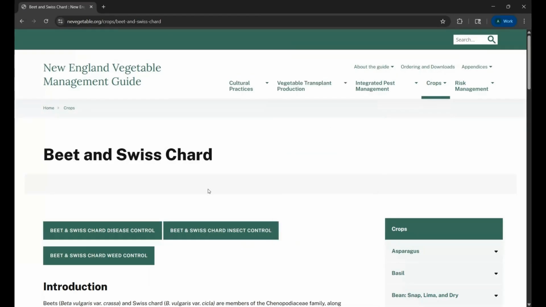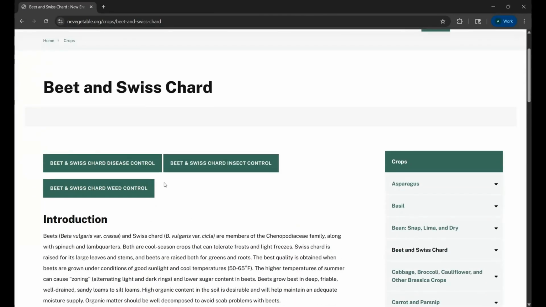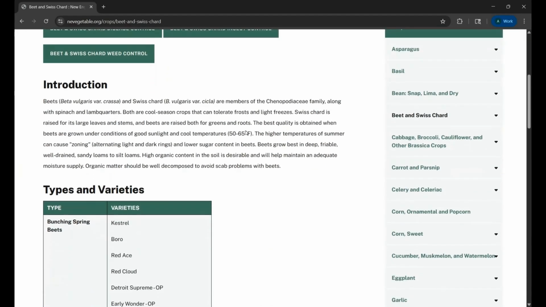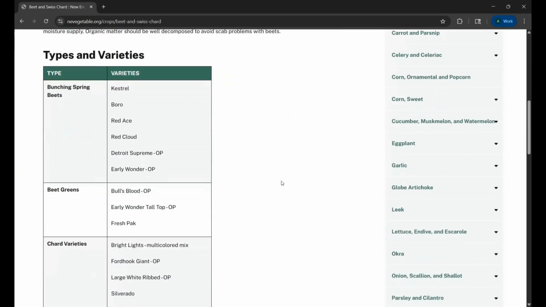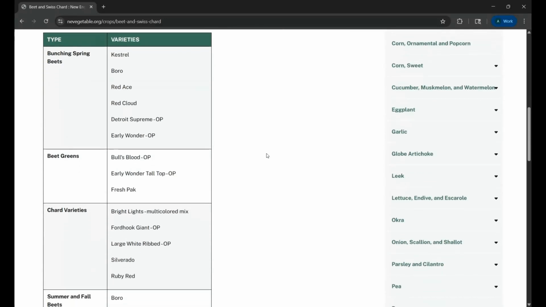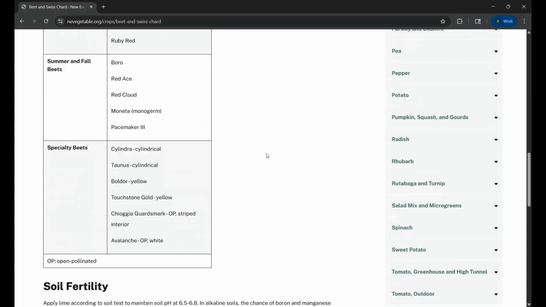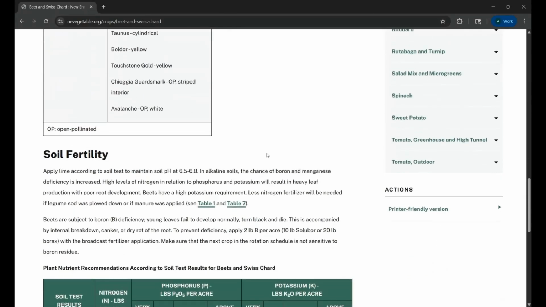All right, so they have broken this down into disease control, insect control, weed control, but first start out with really general stuff about temperature, some weird things you can see, some comments about soil. Here are some types and varieties that are used in commercial settings. These are really popular commercial varieties for different purposes.